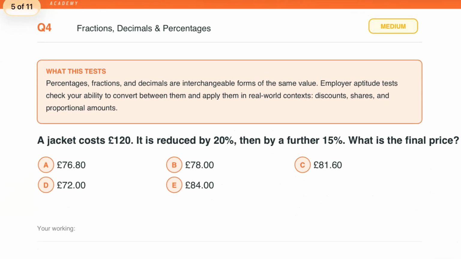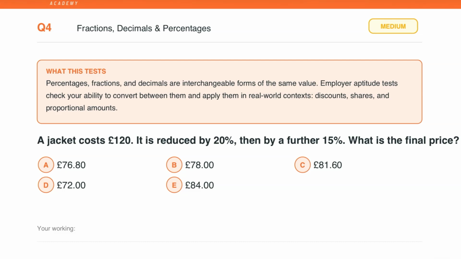Next question relating to fractions, decimals and percentages. This is a medium difficulty question. There is a bit of a scenario here. A jacket costs £120. It is reduced by 20%, then by a further 15%. What is the final price? There is more to think about here. There's an initial decrease, then a further decrease.